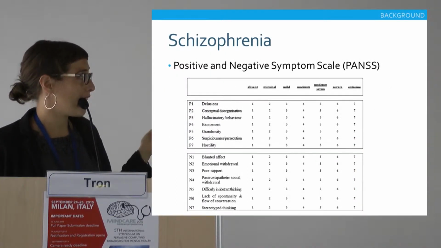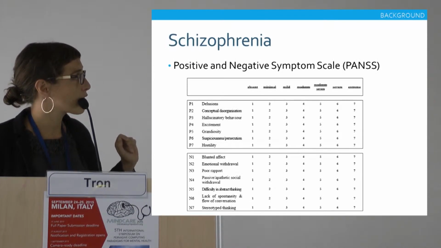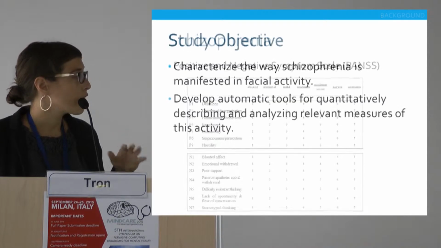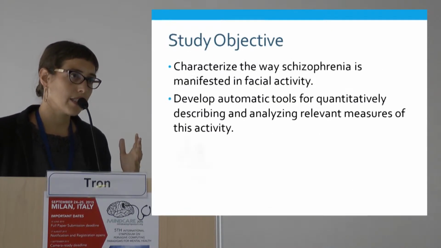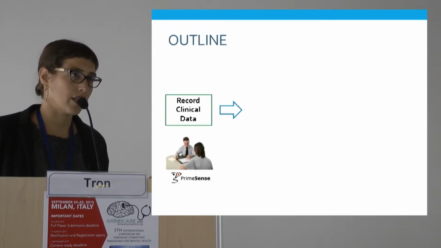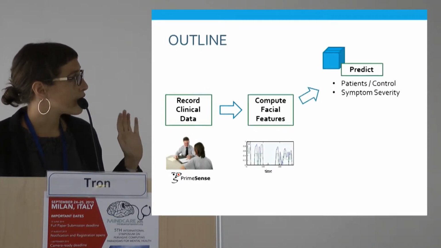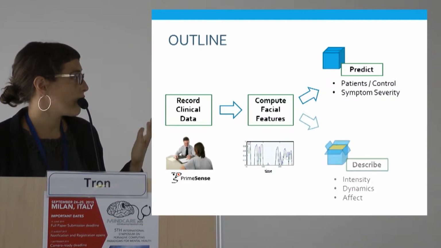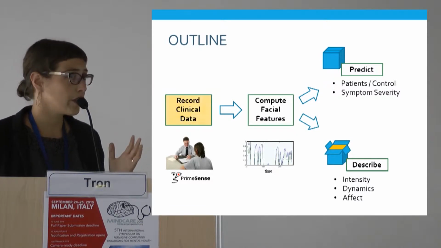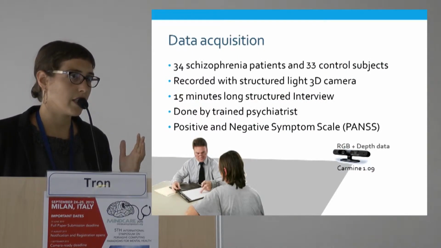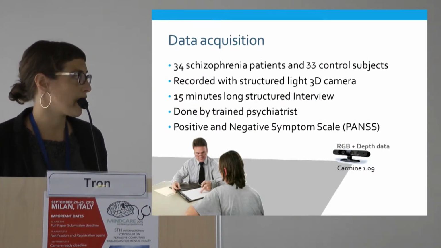We start by collecting the data. We had 34 schizophrenia patients and 33 control subjects. They were all recorded using 3D cameras, Kinect, the same technology that was previously demonstrated. Each patient underwent a short clinical interview done by a trained psychiatrist, and they were evaluated for symptom severity using the Positive and Negative Symptom Scale for Schizophrenia.